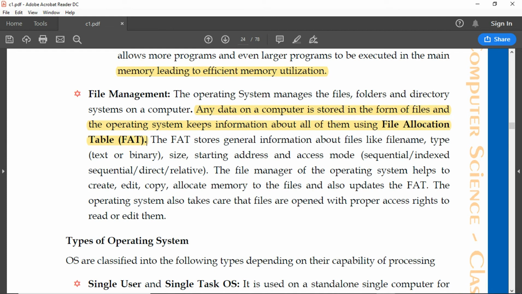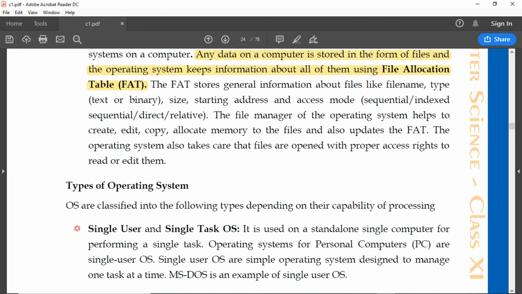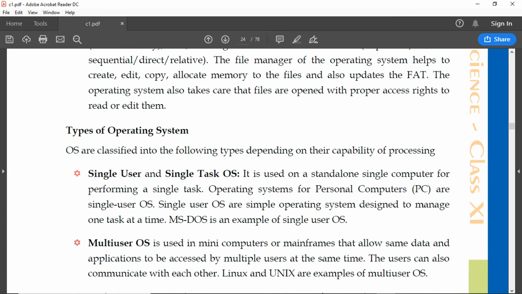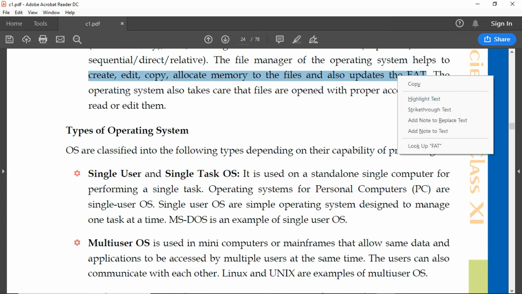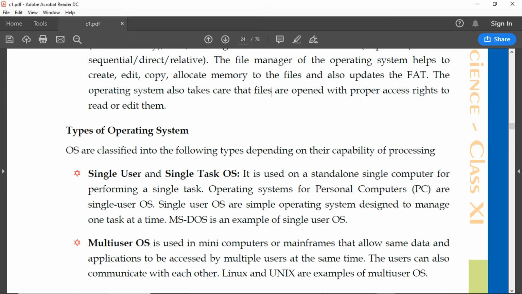The FAT stores general information about files like file name, type, text or binary, size, starting address and access mode, sequential/direct/relative. The file manager of the operating system helps to create, edit, copy, allocate memory to the files and also updates the FAT. The operating system also takes care that files are opened with proper access rights to read or edit them.